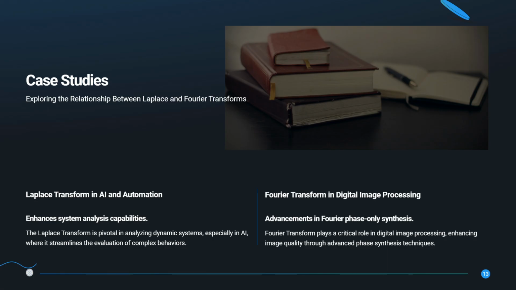Laplace transform in AI and automation enhances system analysis capabilities. The Laplace transform is pivotal in analyzing dynamic systems, especially in AI, where it streamlines the evaluation of complex behaviors. Fourier transform in digital image processing. Advancements in Fourier phase only synthesis. The Fourier transform plays a critical role in digital image processing, enhancing image quality through advanced phase synthesis techniques.